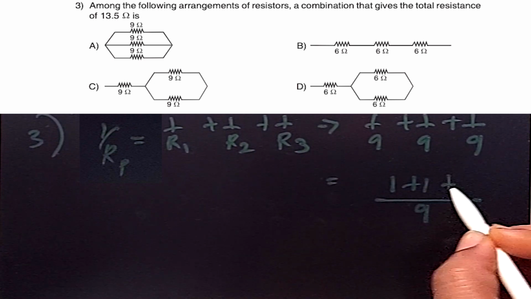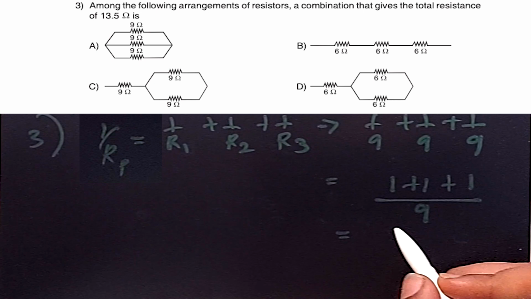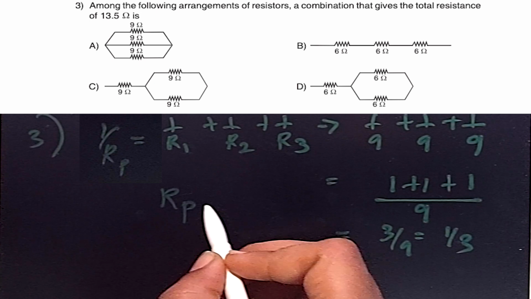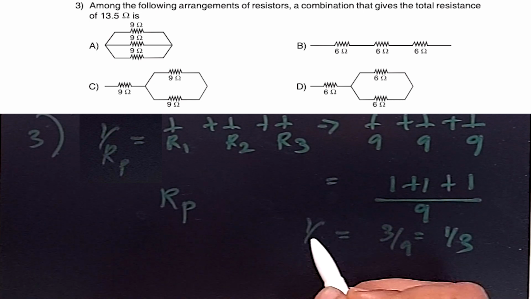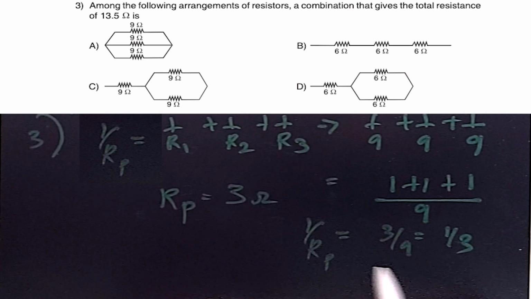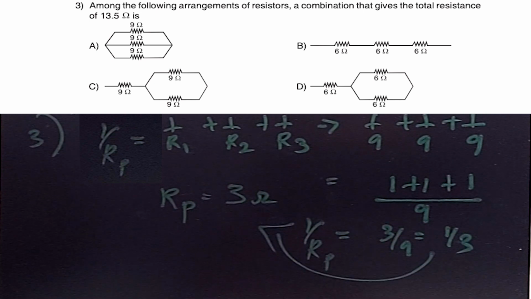1 plus 1 plus 1, that will be equal to 3 by 9, nothing but 1 by 3. Then 1 by RP is equal to 1 by 3. RP is equal to 3 ohm, the reciprocal. That is 3 ohms. But what are we supposed to get as the answer? That is 13.5. Let me check option B.